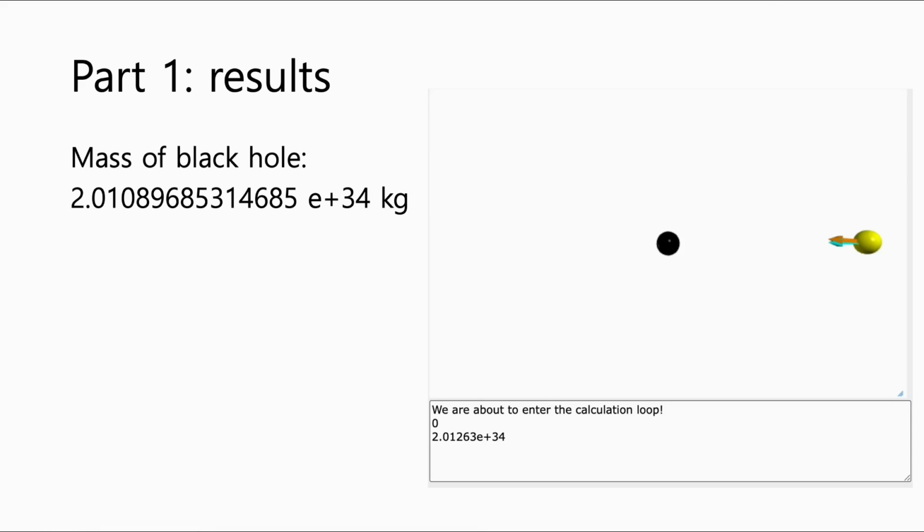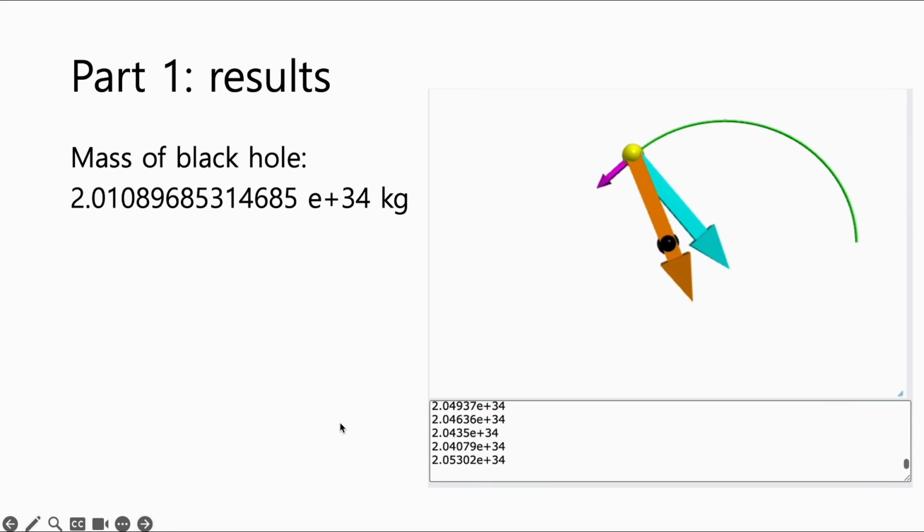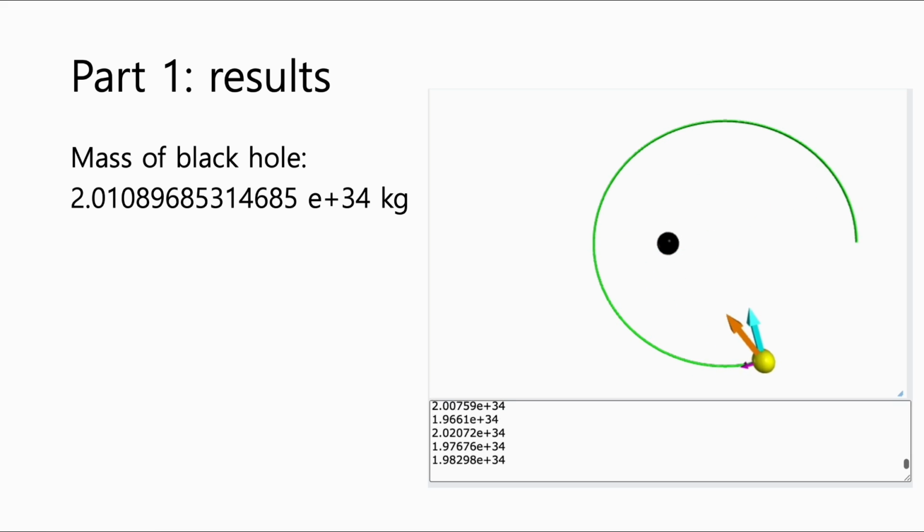Here is the result of the first experiment. The result, the mass of the black hole, was 2.01089685314685 times 10 to the 34th power kilograms.